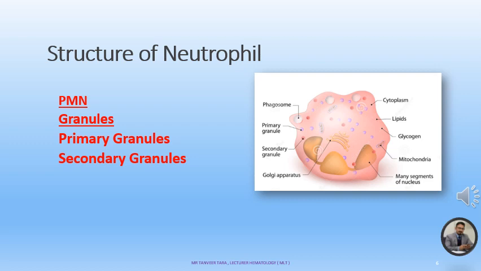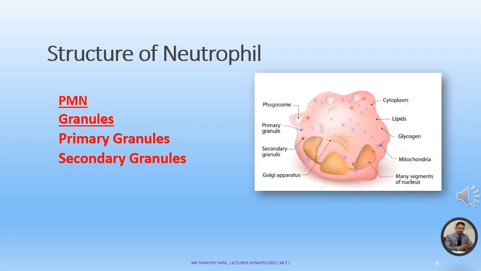So free and bound ribosomes are also much less common, and analysis under the electron microscope revealed that the endoplasmic reticulum is not well developed in these later stages of neutrophil maturation. And these are indications that little RNA and protein synthesis takes place in the mature neutrophil.